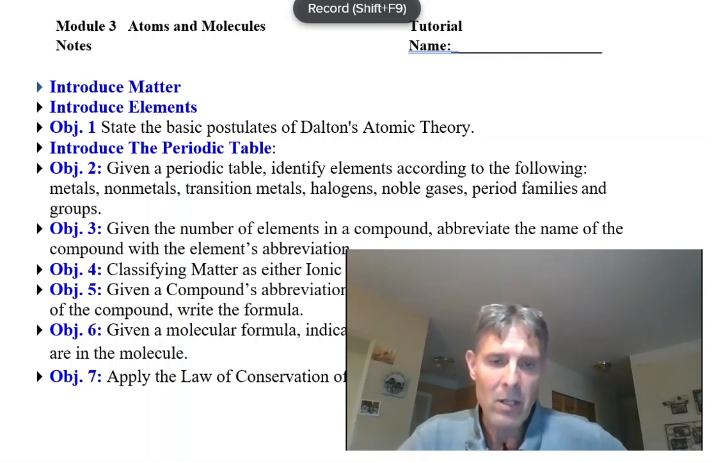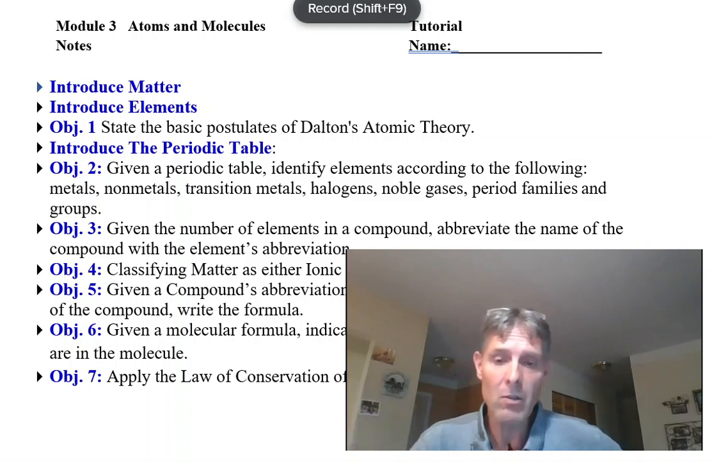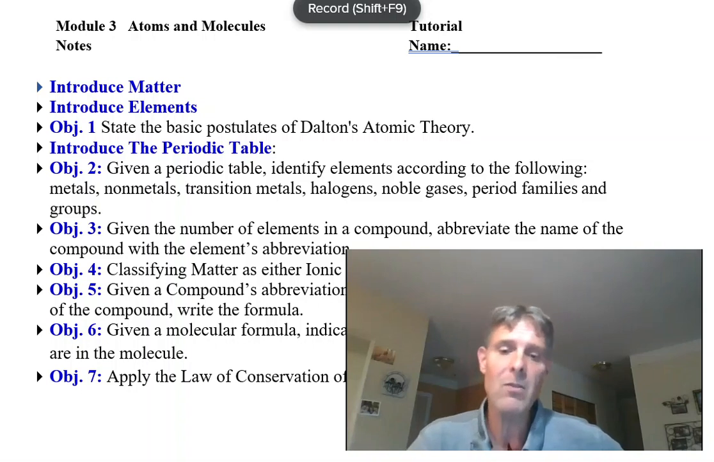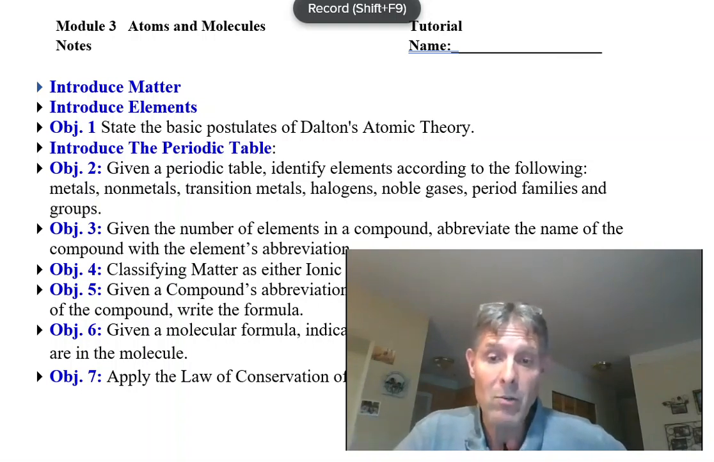And then we're just going to talk about compounds, naming them, their characteristics, whether they're ionic or covalent. We'll look at their abbreviations, and I want you to be able to, if I give you a formula for a compound, tell me what its name is. Or if I tell you what its name is, tell me what the abbreviation for the formula is. So that's what we're going to do.